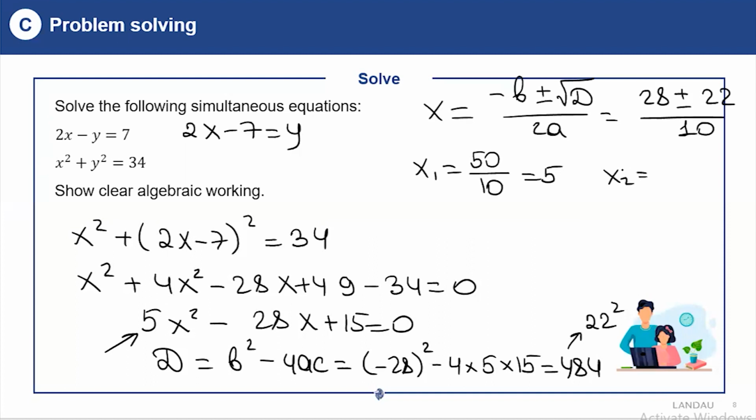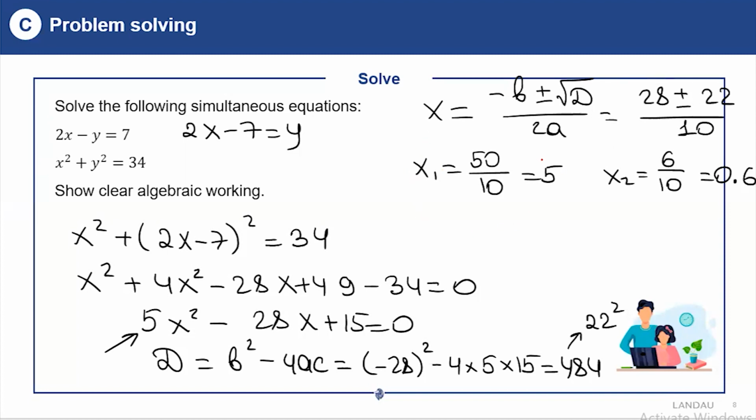And do the same thing for x2. But in x2, we will use subtraction. It will be 28 minus 22, which is 6, over 10. It will be 0.6. After finding x, the next step is finding y.